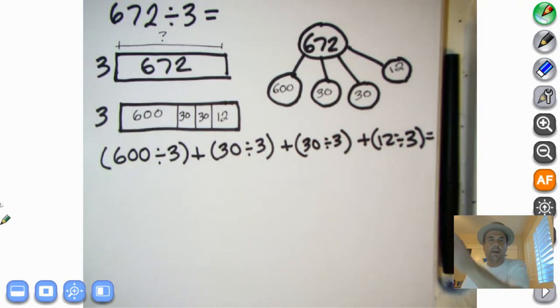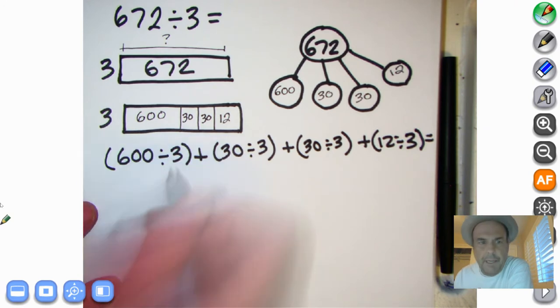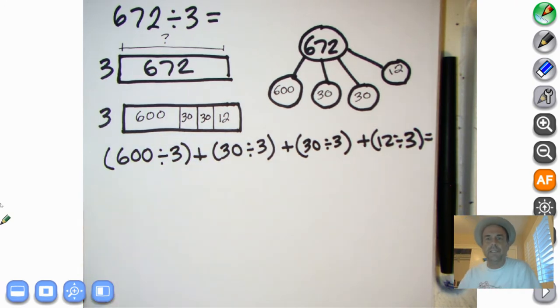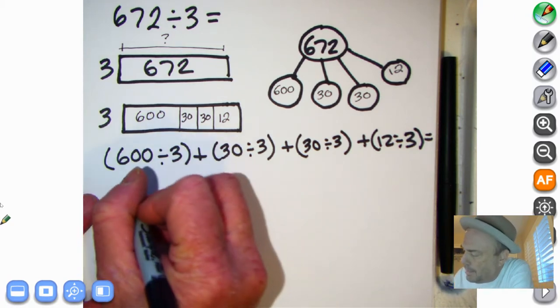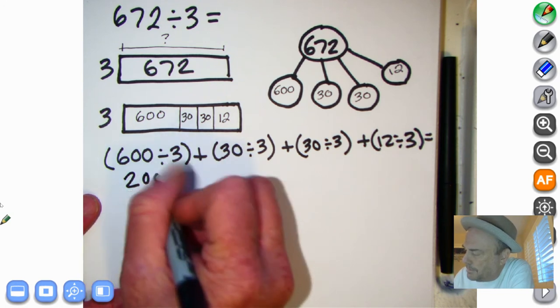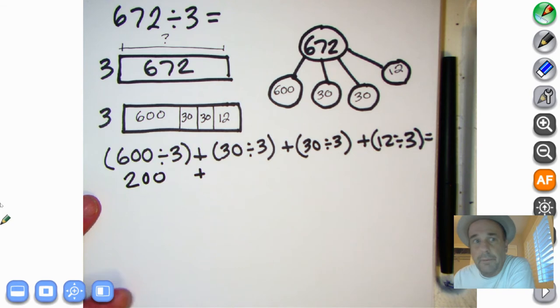So here's our problem all sorted out here. So remember from our application problem and our fluency practice, 6 divided by 3. Think about it. What is 6 divided by 3? It's 2, right? Because 2 times 3 is 6. So we know this is 2, but we're dealing with hundreds, so I'm putting my 2 zeros there. 30 divided by 3. Think about it. 3 times what is 30? 3 times 10 is 30.